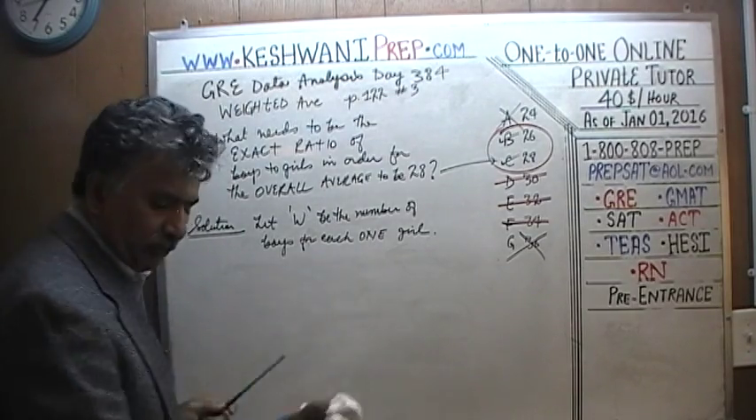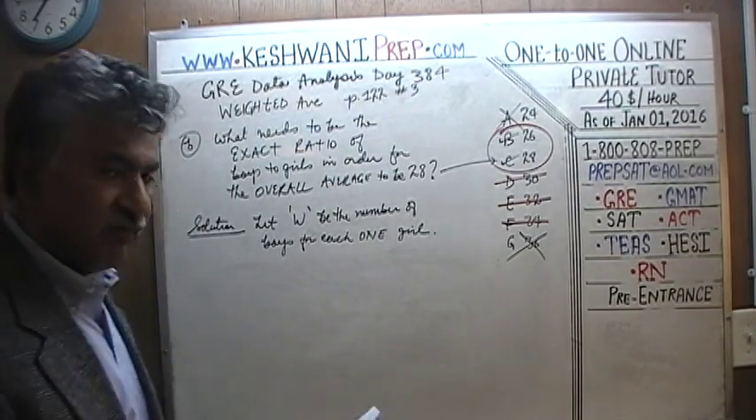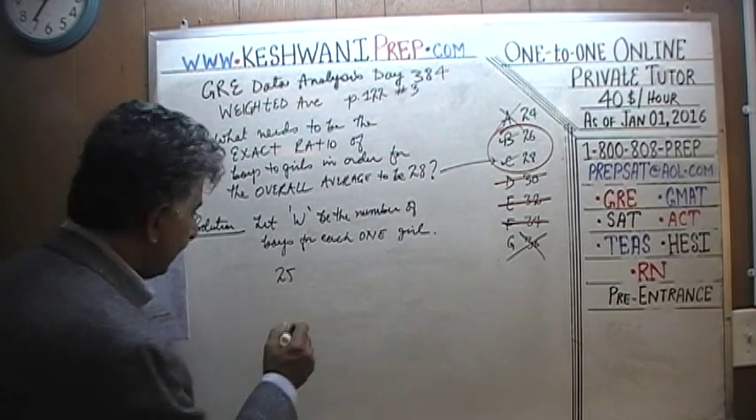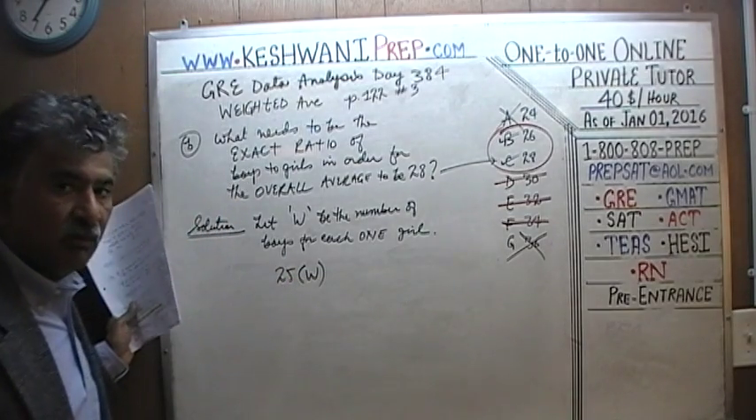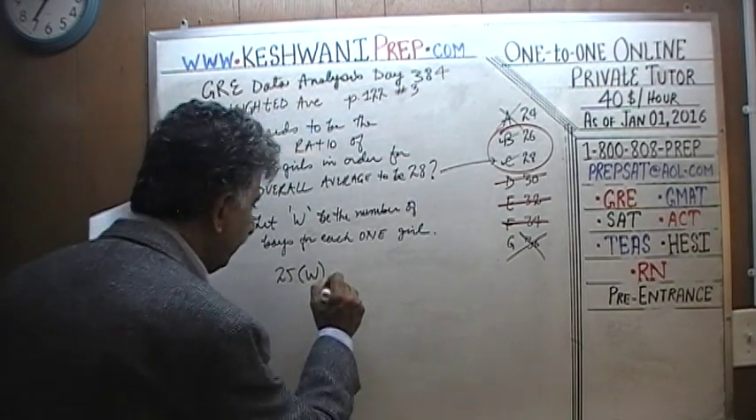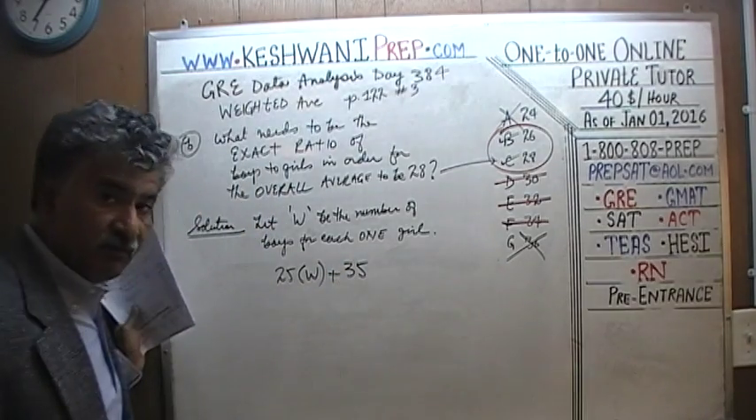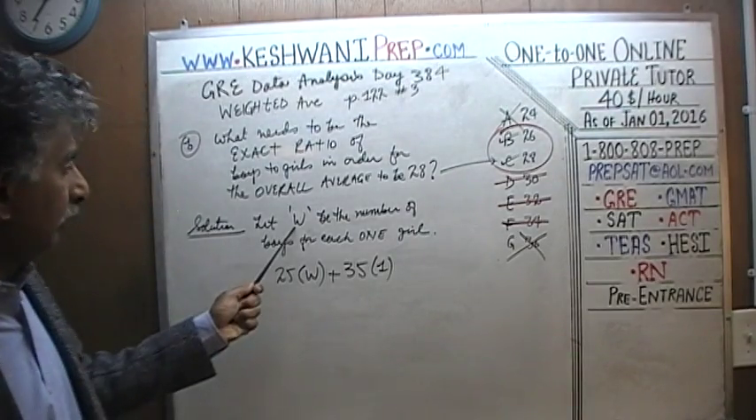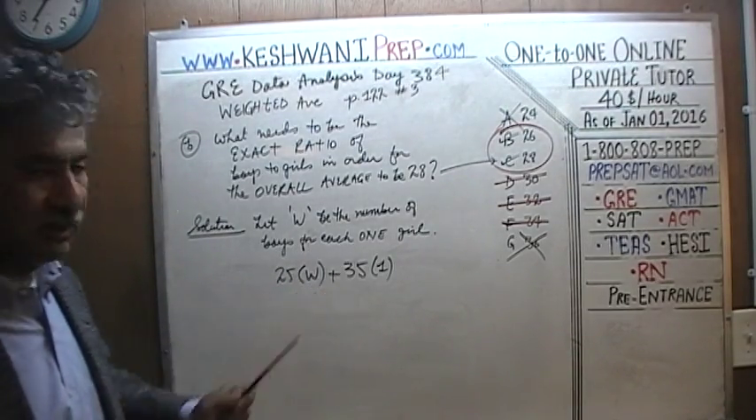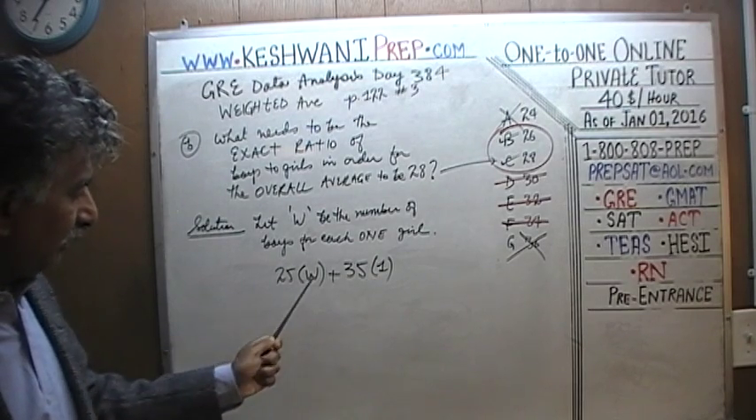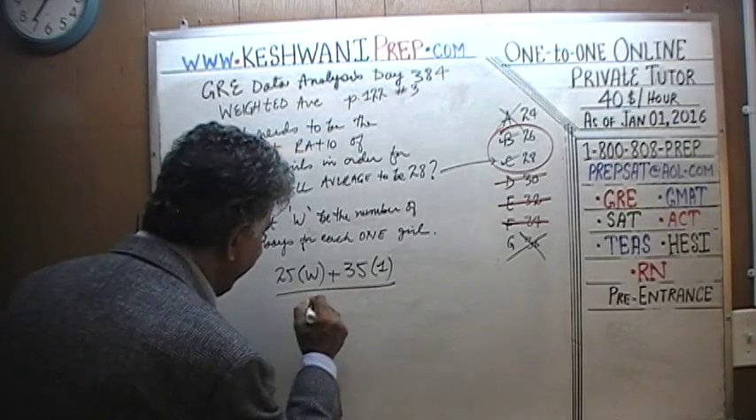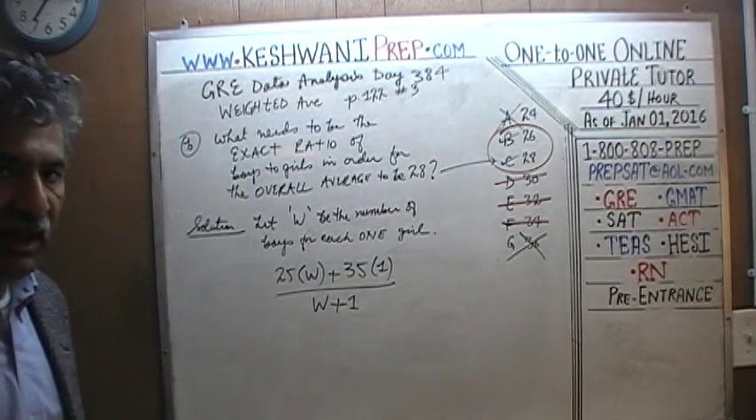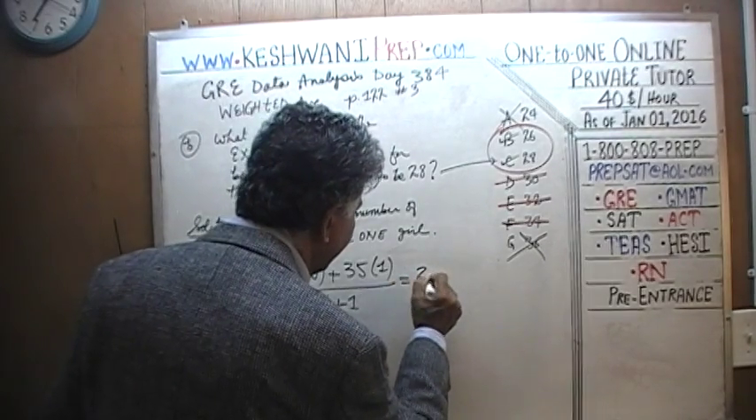Let's begin, shall we? So we have W boys for each one girl. If there are W boys for each one girl, and the boys score an average of 25 points, then W times 25 is the total number of points earned by the boys. Similarly, the average score for the girl is 35, and there is only one girl, because W is the number of boys for each one girl. So the total number of students is W boys and one girl. This represents the average score for the class, and we want that to be precisely 28.